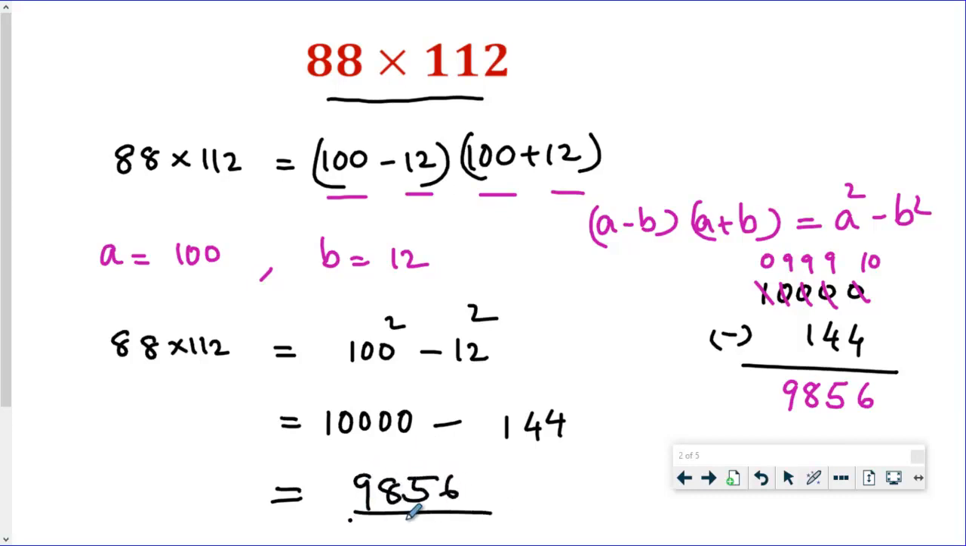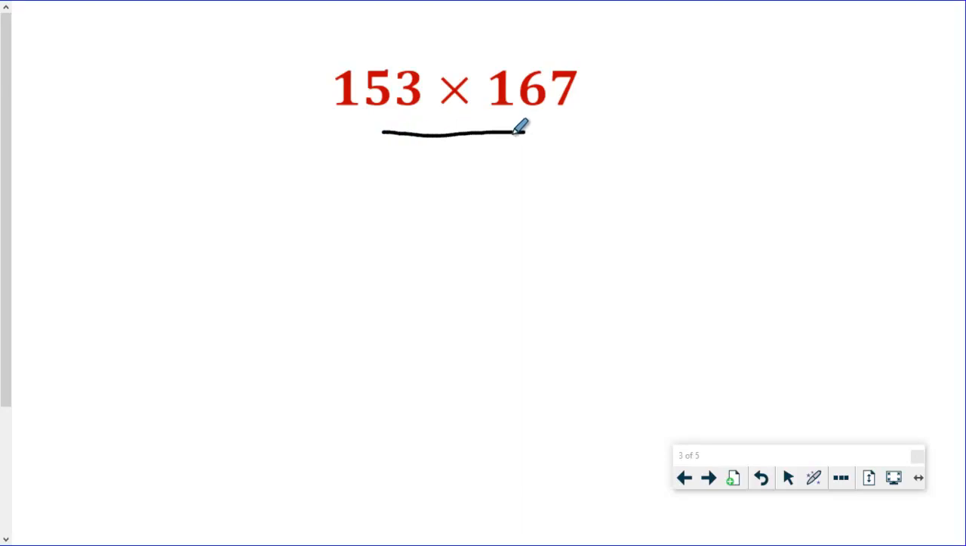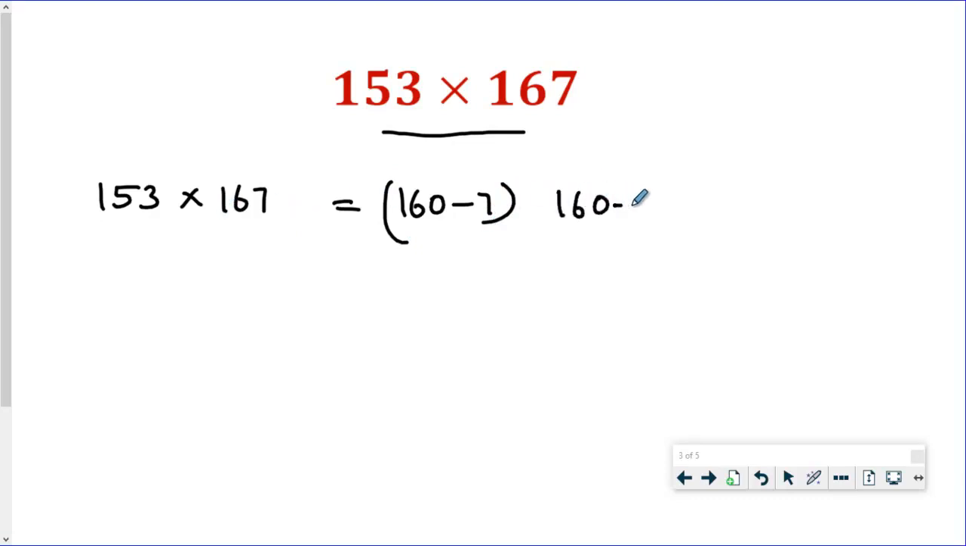Now here we want to multiply 153 into 167. So we can write 153 into 167. First we have to convert these numbers in terms of multiples of 10. Here 153, here 167, in both we have to take the common number 160. So 153 we can write as 160 minus 7, and 167 you can take as 160 plus 7.